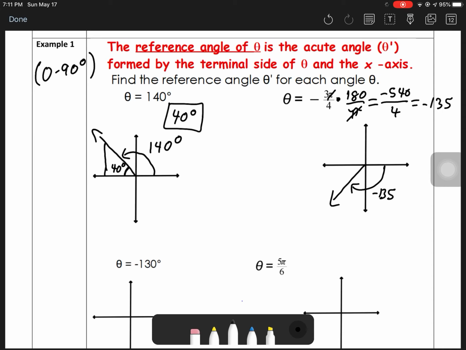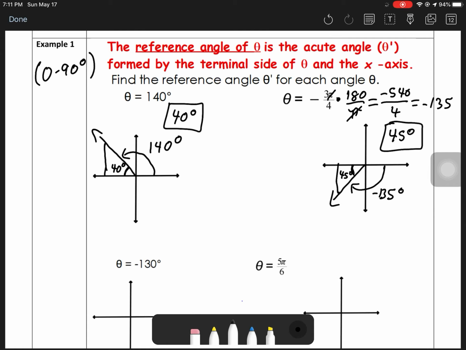Negative 135. Now we need to think, what's the closest way to get to the x-axis? It would be to continue going clockwise. We need to figure out what extra distance I need to go to reach that, and it would actually be another 45 degrees, because that would get us to negative 180. So the reference angle here would be 45 degrees, because that's how much more we need to go to touch the x-axis. And 45 plus 135 is 180. So the reference angle here is 45 degrees.